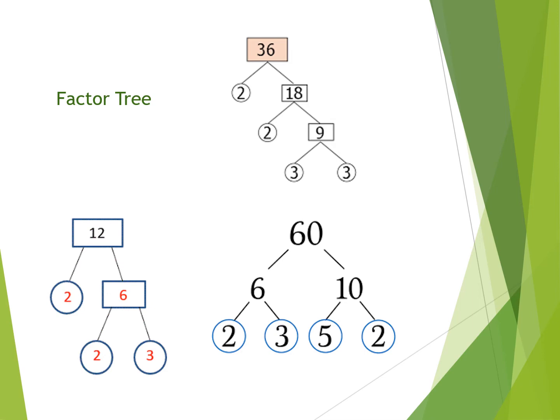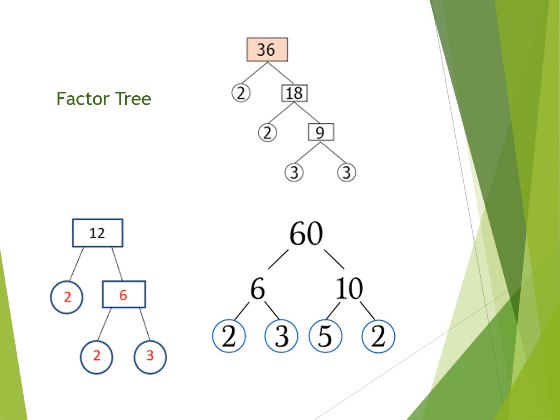Another example, 36. We can divide by 2. We'll get 18. We divide 18 by 2 again. We'll get 9. And finally, 9 is broken down into 3 and 3. So the prime factorization of 36 is 2 times 2 times 3 times 3. Or we can shorten it to 2 to the power of 2 times 3 to the power of 2. We usually shorten it when we are writing the prime factorization.